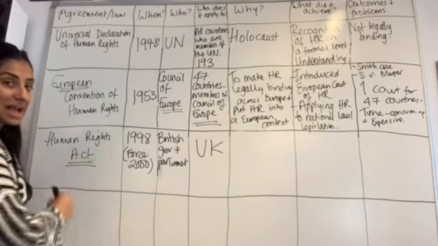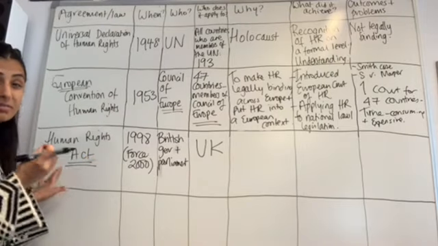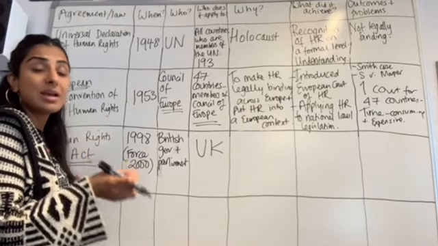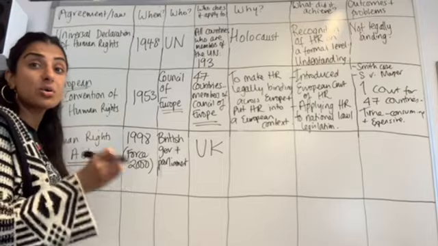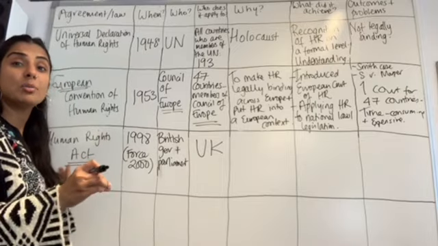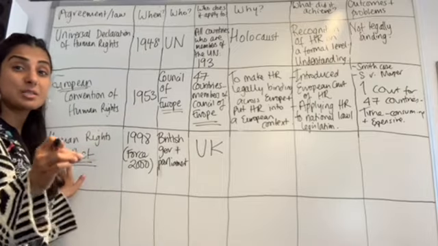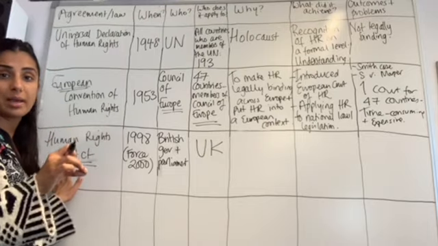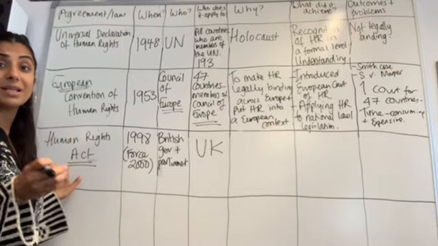Remember, anything that has "act" at the end of it suggests that it's a piece of legislation, a piece of statute law. Statute law is written law. These are laws that are debated and discussed in Parliament and written down. This means that these pieces of legislation only apply to the UK because they've been debated and discussed by UK Parliament and agreed by them.